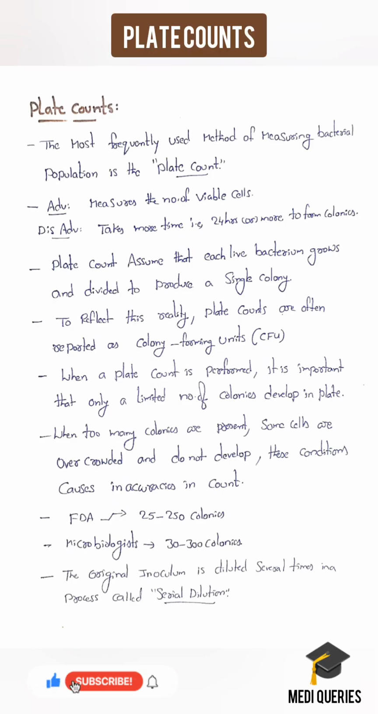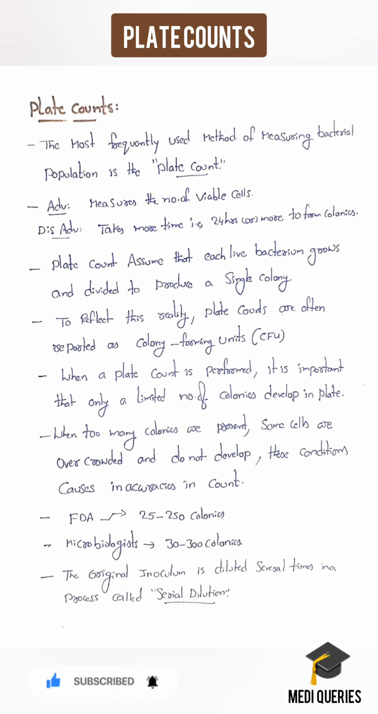Plate counts. The most frequently used method of measuring the bacteria population is the plate count method. An important advantage of this method is that it measures the number of viable cells. It has a disadvantage: it takes some time, usually 24 hours or more, for viable colonies to form. So this can be a serious problem in some applications, such as quality control of milk, when it is not possible to hold a particular lot for this amount of time. So that is the disadvantage of this method.